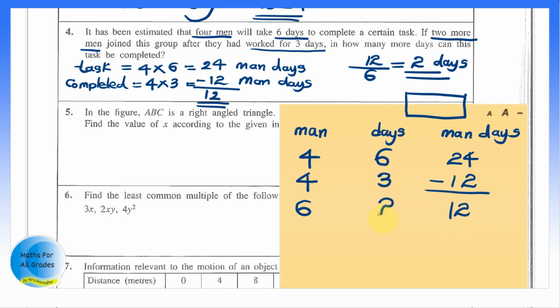Now to find the days, what do we do? We divide man days by number of people. 12 divided by 6 equals 2. That means we need 2 days to complete this task.